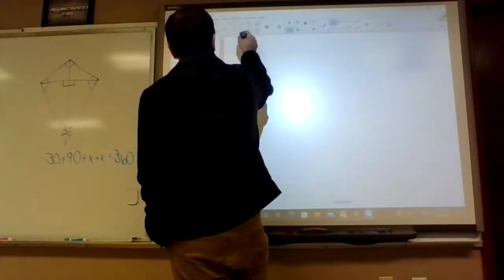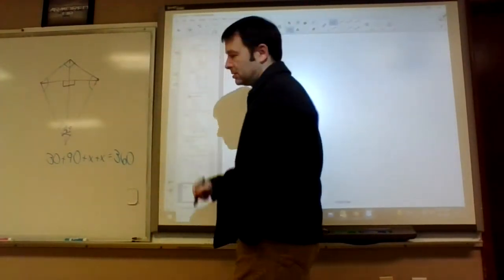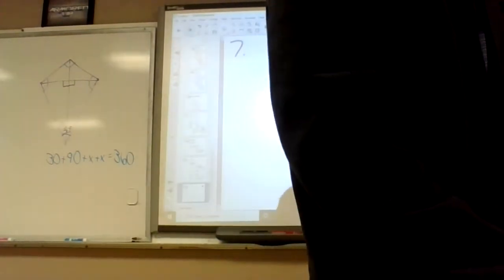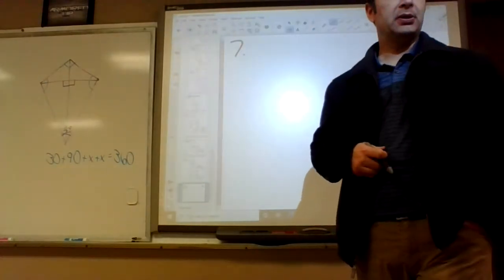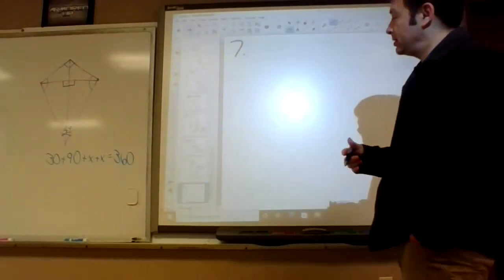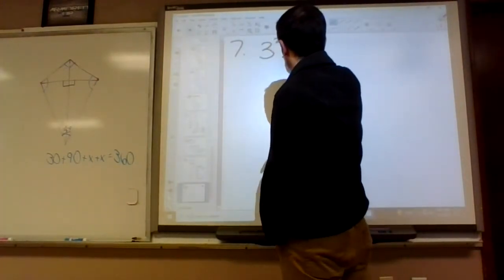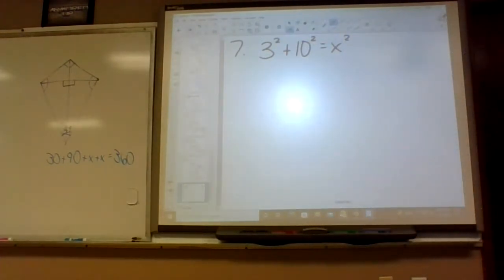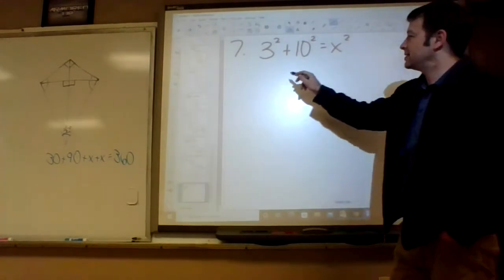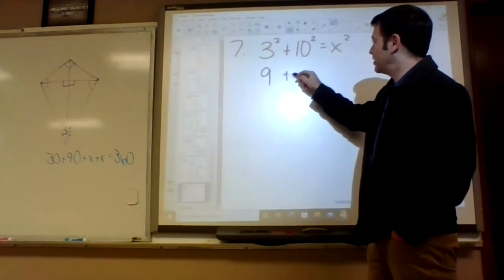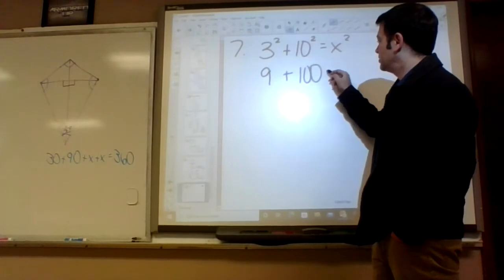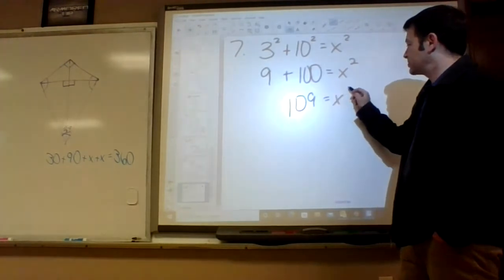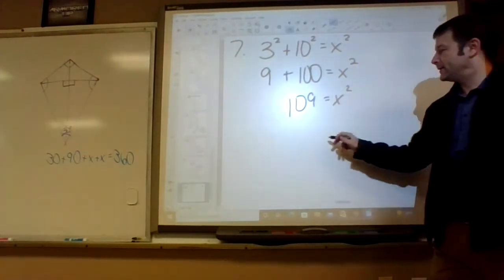What are we on, 7? How far are we going? 22? Alright, 7. Same thing, they just didn't draw a picture. So it's 3 squared plus 10 squared equals x squared. Three squared is 9. 10 squared is 100. So 109 equals x squared. So square root of 109.